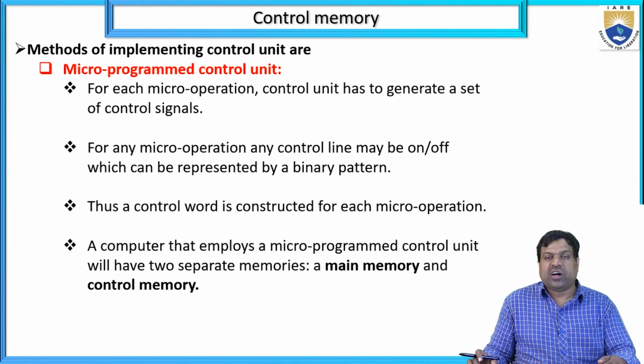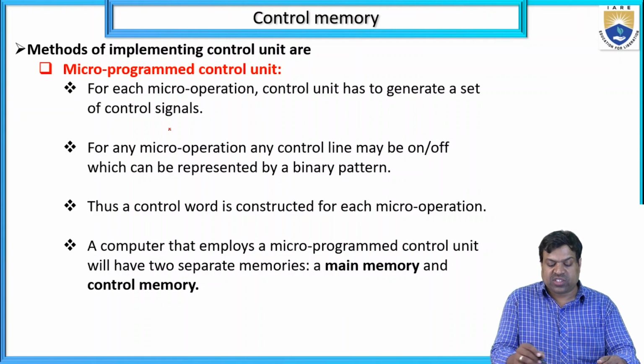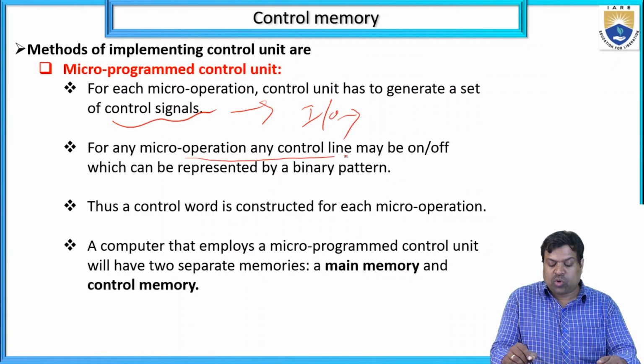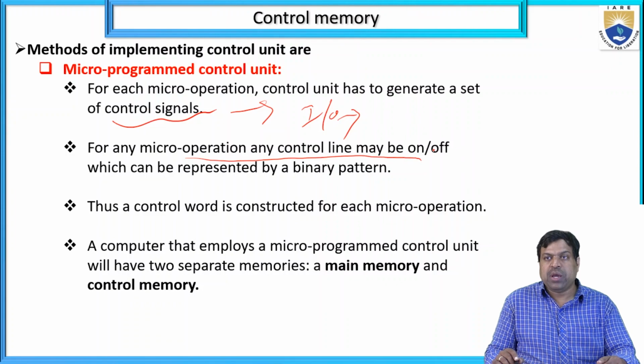Here, there are some more abbreviations in microprogramming. The micro operations control unit has to generate a set of control signals. So we have to generate control signals from input to output. For any micro operation, any control line may be on or off, which can be represented by a binary pattern. Thus, a control board is constructed for each micro operation.